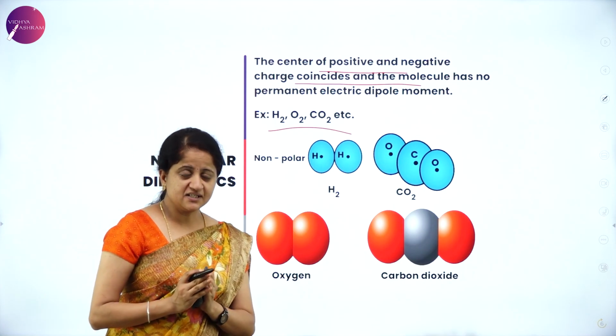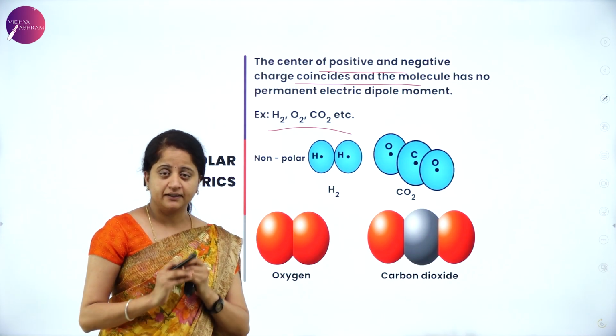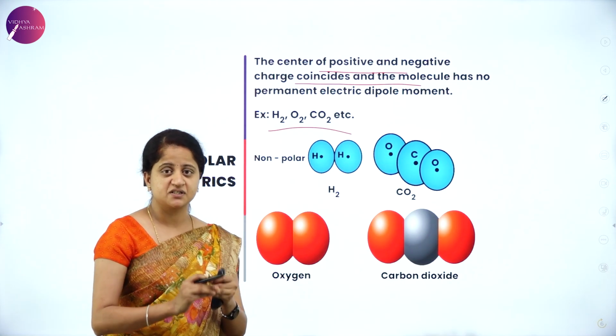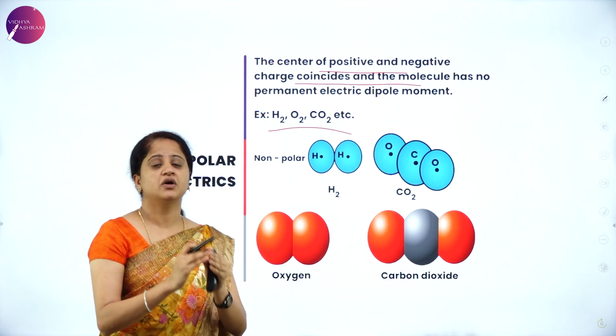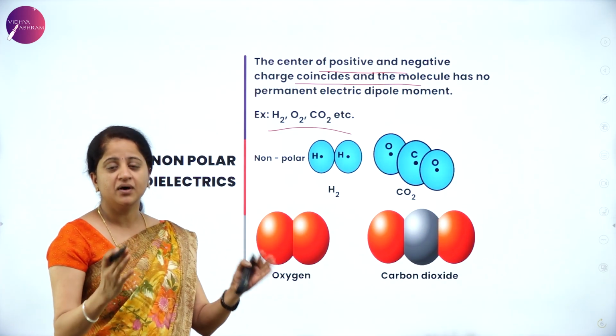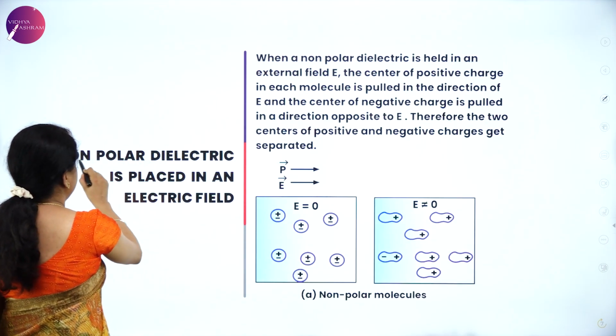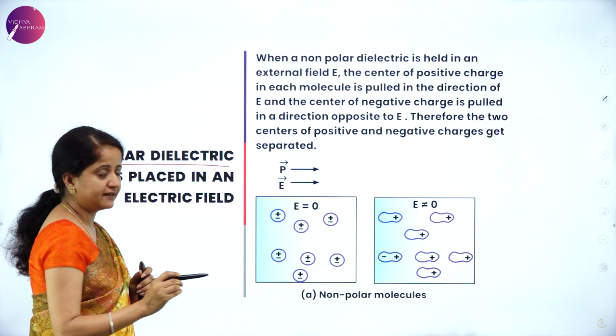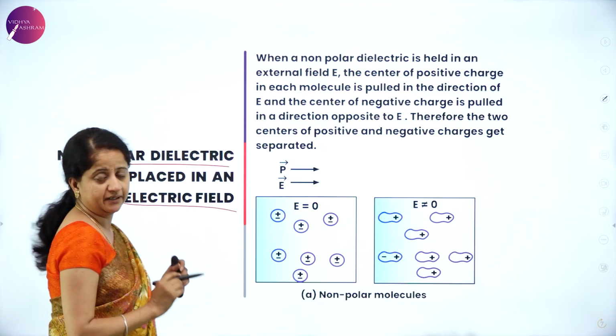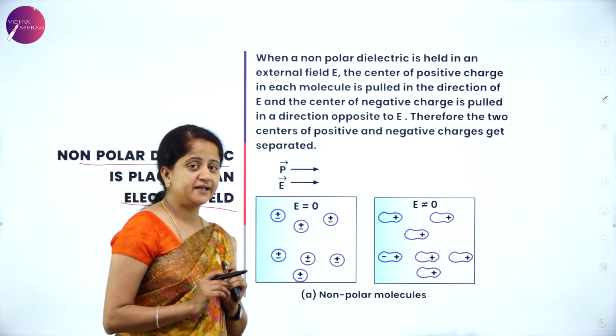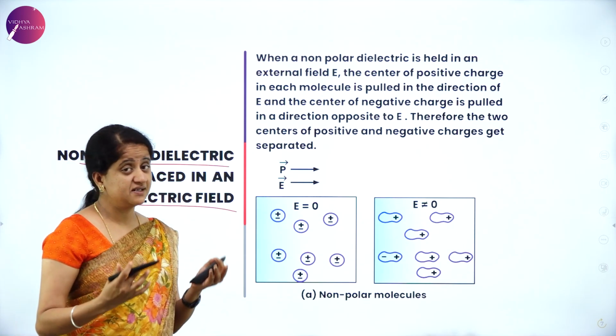So from this we have got an idea of what dielectrics are, what the types are, what polar dielectrics are, what non-polar dielectrics are, and how they are different from each other. Now let us understand what happens if we place non-polar dielectrics in an electric field. If you place a non-polar dielectric in an electric field, what is the observation?